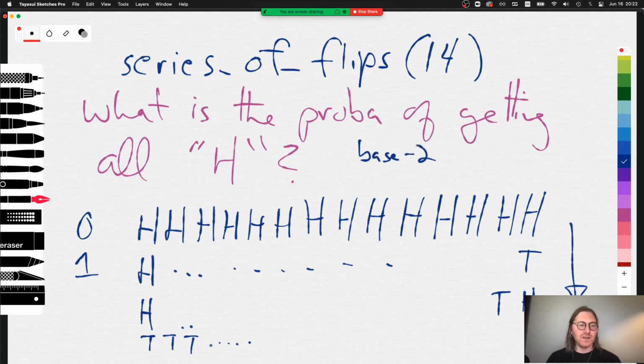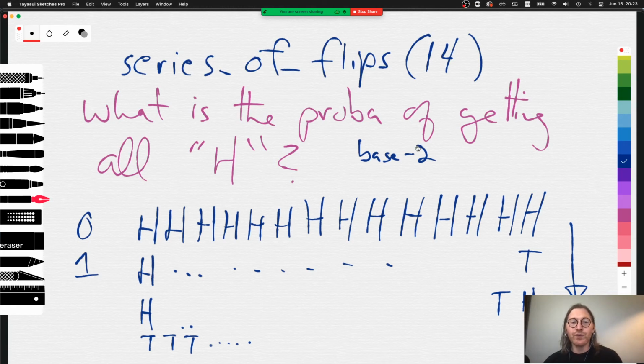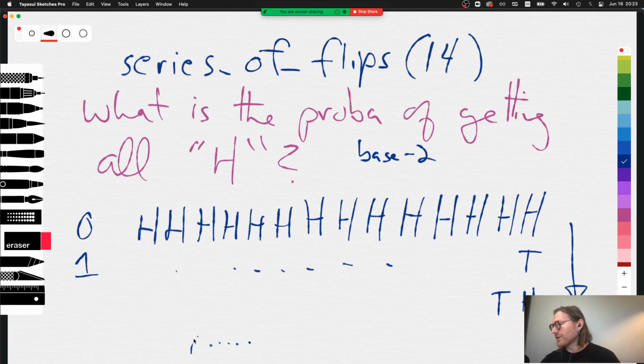And we're talking about 14 places of base 2. How many possibilities are there in 14 places of base 2? Close. That's it. Exactly. So we have 2 to the 14th possibilities, right? There are 2 to the 14th of these. There are 2 to the 14th possibilities, and there is only one that has all heads.